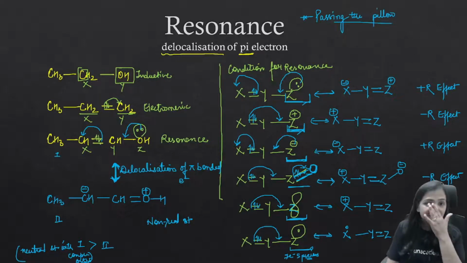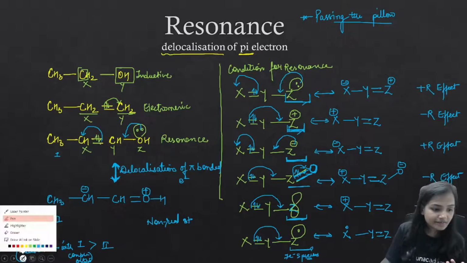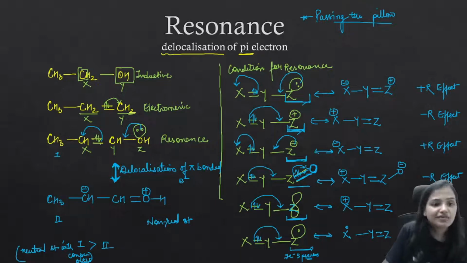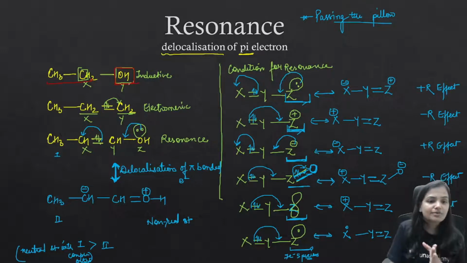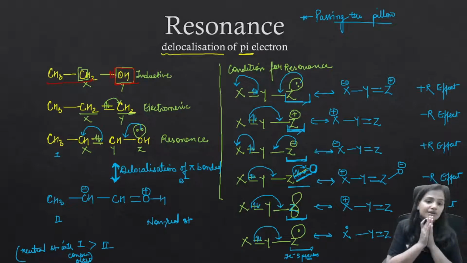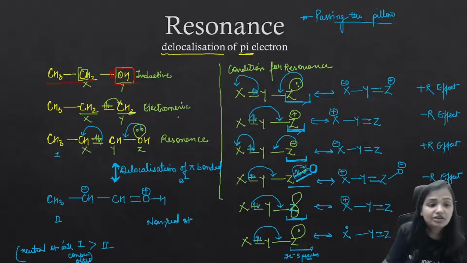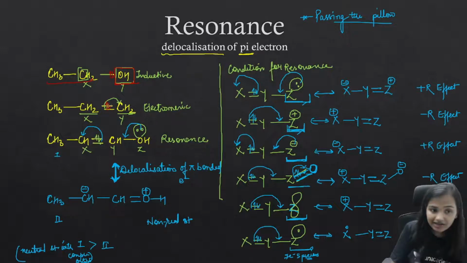So are you getting the difference between the inductive, electromeric and resonance? In the case of inductive, we were having only sigma bonded electron, and we have to figure out which particular group is affecting. So this is my carbon family and this is a group. We have to see what type of effect this is showing. Here the pulling of this particular electron pair will occur, that is the displacement of sigma bonded electron. In the case of electromeric, I talked about the displacement of pi bonded electron. So here we were having a pi bonded electron, and we were looking at where it is getting displaced.